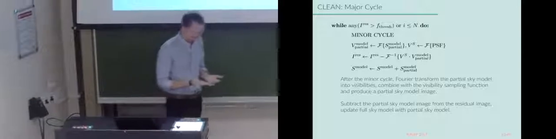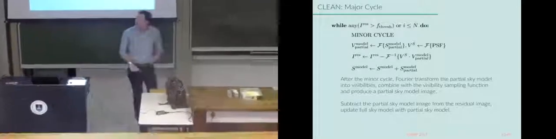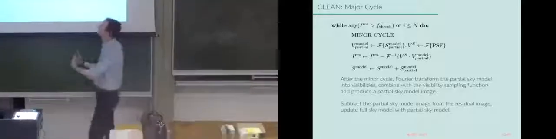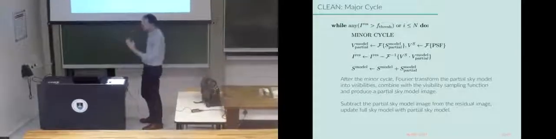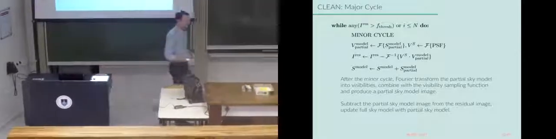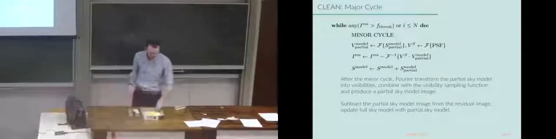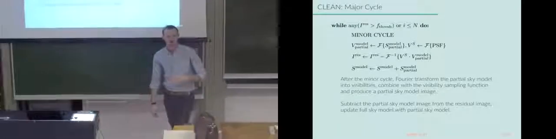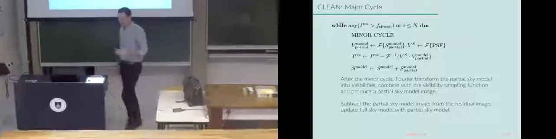Okay, so this is the idea of the major cycle. The minor cycle is the shallow call to Högbom. The major cycle is taking that very simple, small set of components from that shallow sky model, converting them to visibilities and subtracting them there instead of subtracting them from the image domain.